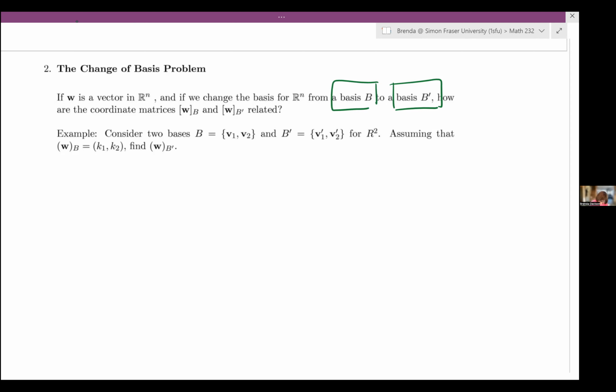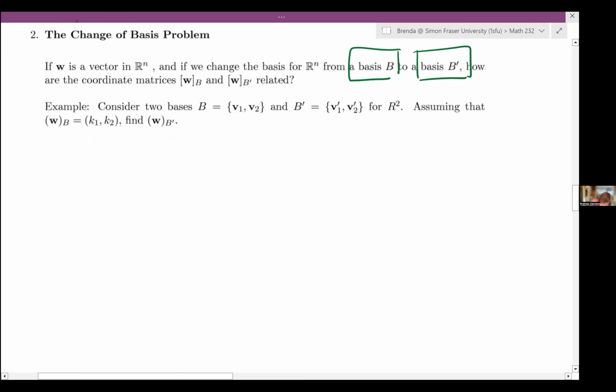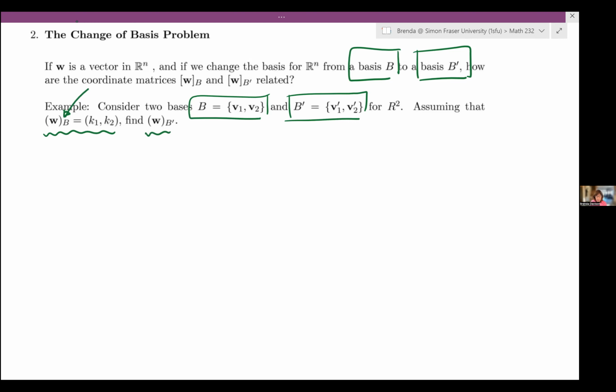Okay, so we're going to try to do this in the general case here. We're going to have two bases for R2: basis B and basis B prime. What we're going to do is consider a vector W with coordinates K1, K2 relative to basis B. And now what we're going to try to do is find the coordinates for that same vector W relative to basis B prime.